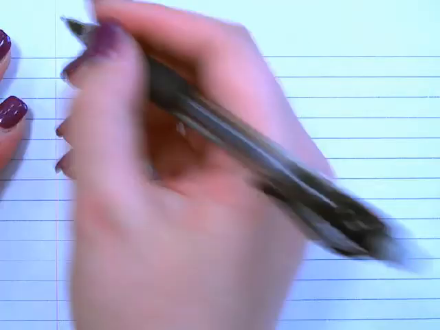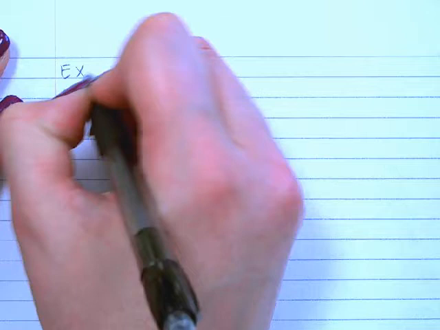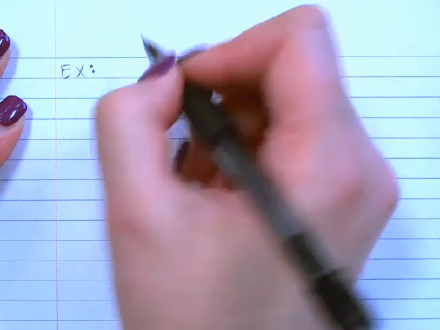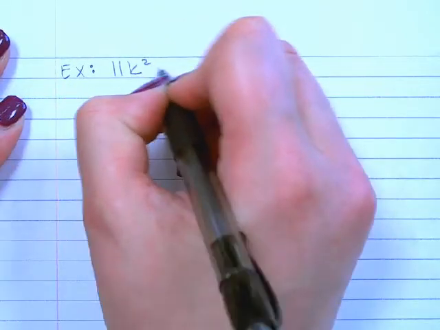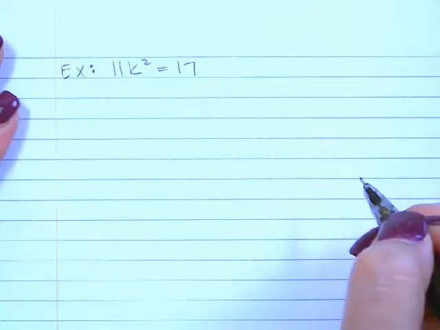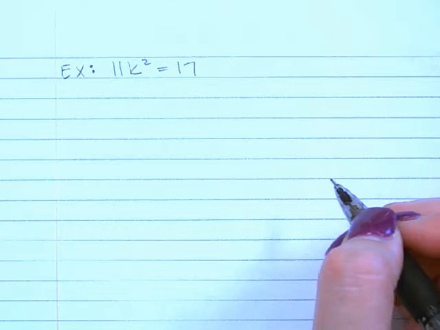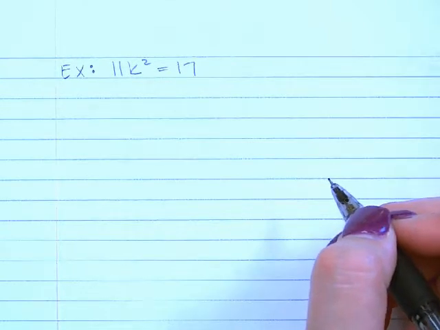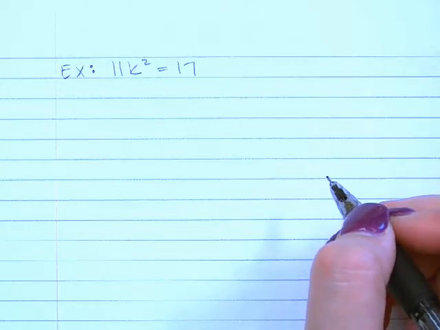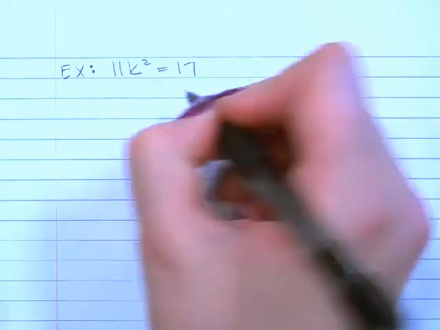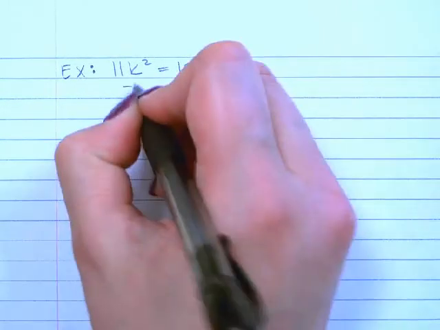All right, 2 more examples. All right, so for this problem, you actually could solve by taking square roots, which is a valid method, but this video is all about practicing the quadratic formula, so we're going to go ahead and make it equal 0 and use the quadratic formula for it. So I'm going to go ahead and minus the 17 over.